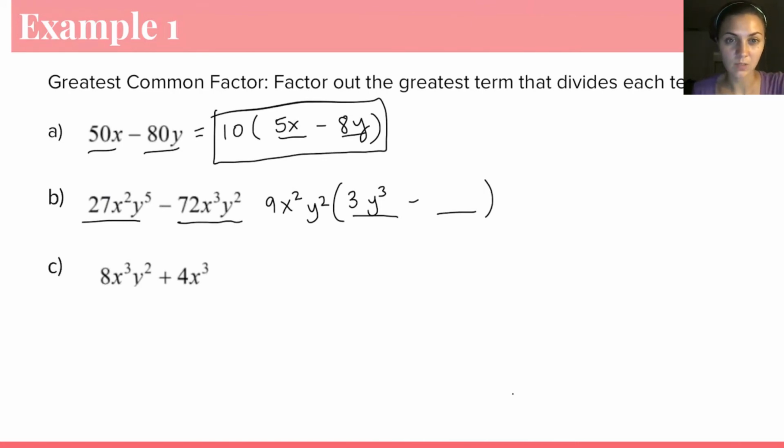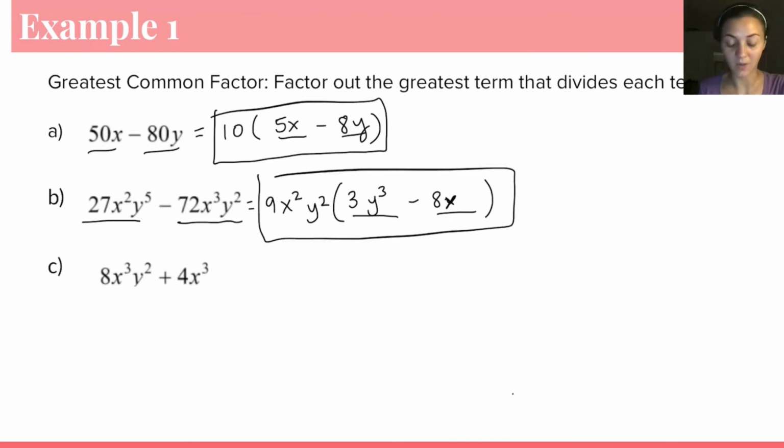The second term, 72 divided by 9 is 8. X cubed divided by x squared is x. Y squared divided by y squared is nothing, so that term disappears. And now looking at the terms that I have left over, I see they don't have any other common factors that I can divide out. So this is factored form. It's now two simpler terms being multiplied times each other.